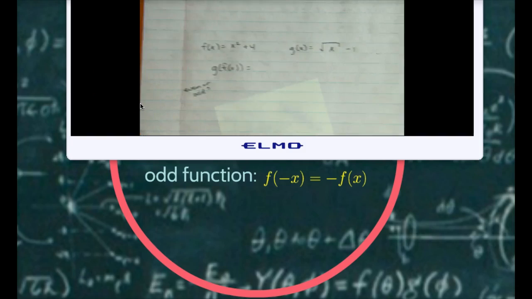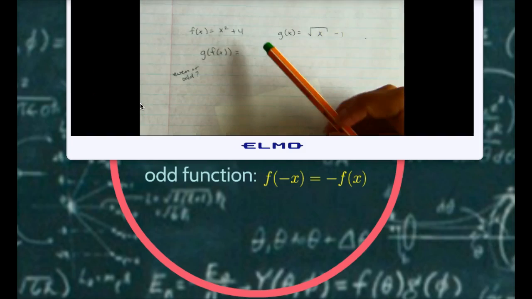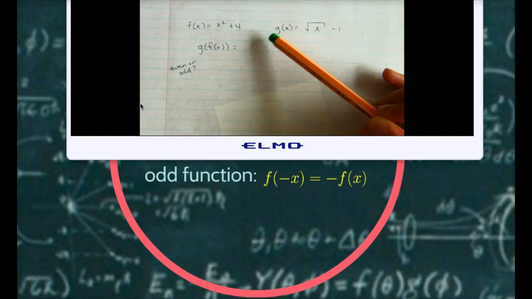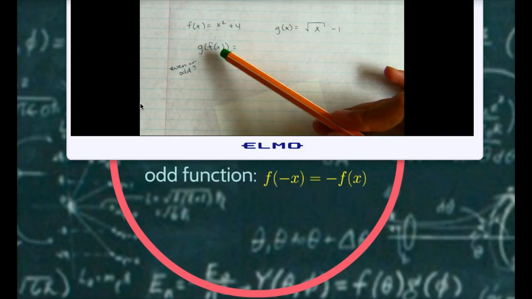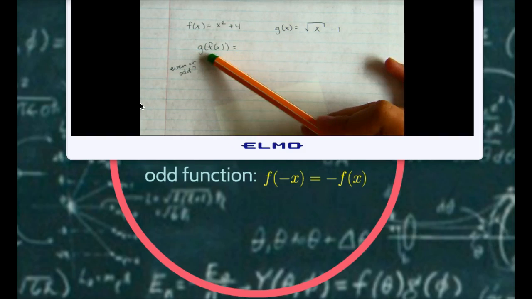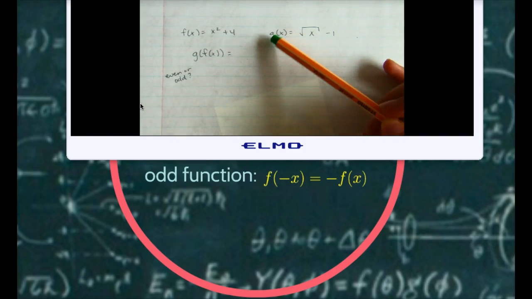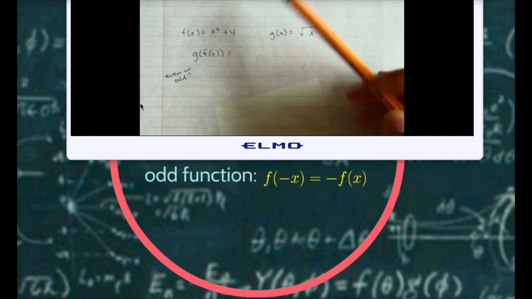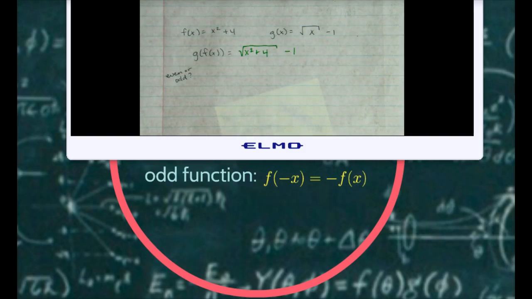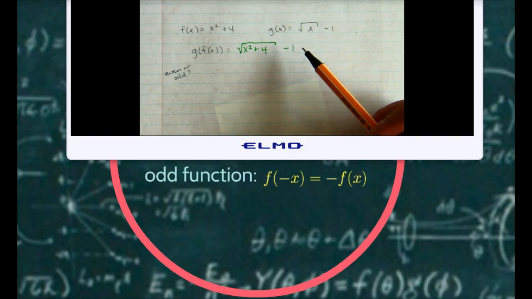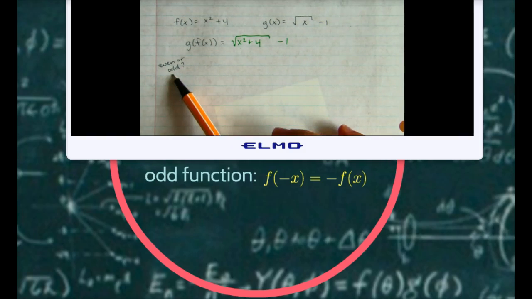So let's take a look at this. If I've got f of x equals x squared plus 4, and g of x equals the square root of x minus 1, take a minute and I want you to find g of f of x. So if I substitute in f of x into g of x, what will I be left with? Okay, this should be your answer. So I've now got the square root of x squared plus 4, and then I'm subtracting 1 from it on the outside. So now I want to answer the question, is this function even or odd?